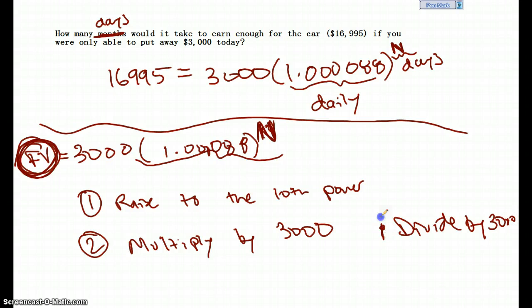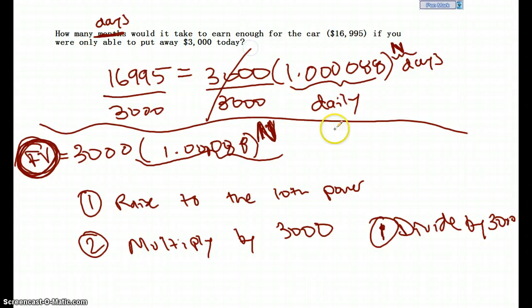Okay, well that, in this case, would mean divide both sides by 3,000. So divide here and divide here. So that would cancel out, and then I would have whatever this is, 16,995 divided by 3,000 equals 1.000088 raised to the n power.